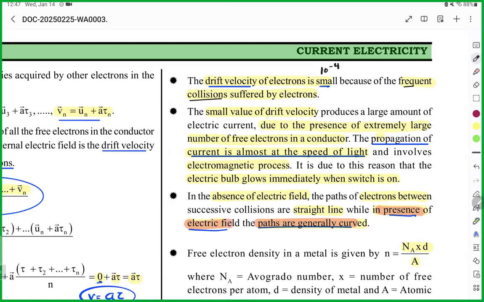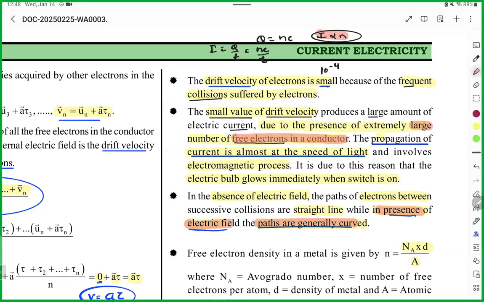But sir, drift velocity, even a small amount, how small? 10 raised to power minus 4 meter per second. Even this can produce a large amount of current. How is that possible? Because of the number of electrons. You know, charge is equal to Ne, and current is equal to charge by time. It means current will be Ne by time. Can we say current also depends upon the number of charged particles? Correct.